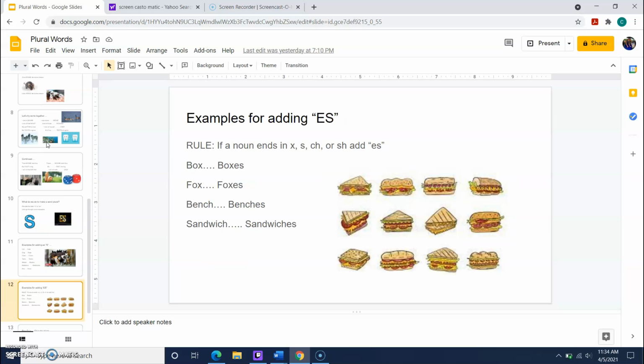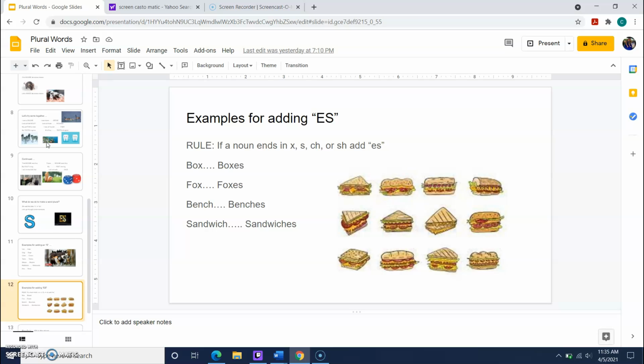Okay, so now we have words that are going to need an ES. So there's a rule for adding an ES to words, okay? If a noun ends in an X, S, CH, or SH, we have to add an ES to the end. We can't just add an S. So some examples for that would be box.